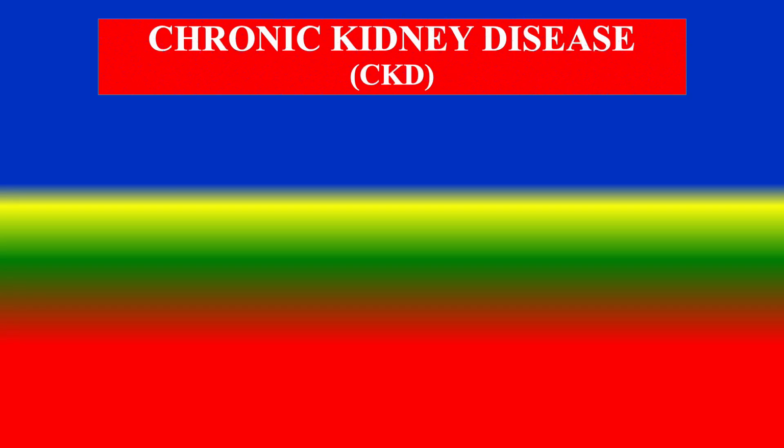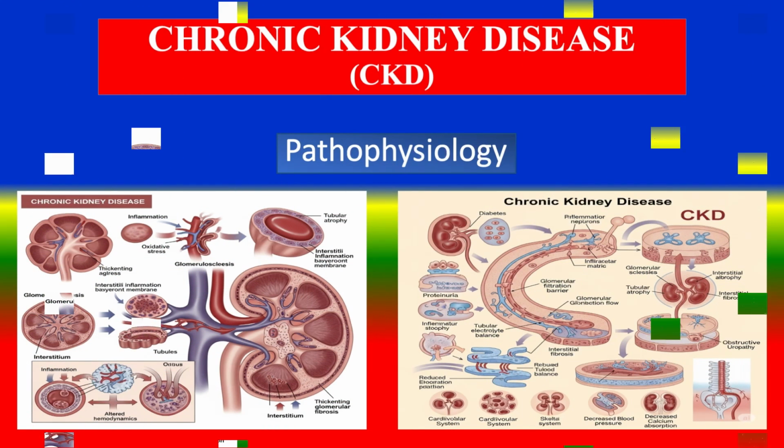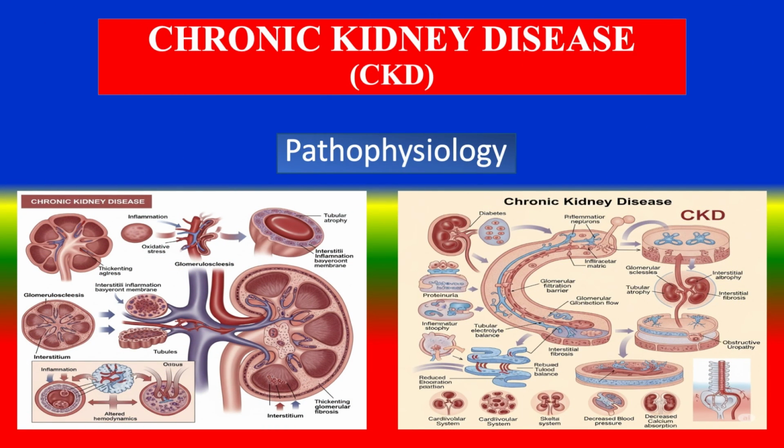Pathophysiology of chronic kidney disease, CKD, step-by-step process. Chronic kidney disease, CKD, refers to the progressive, irreversible loss of kidney function over time. The pathophysiology involves a sequence of events that culminate in kidney damage, impaired filtration, and systemic complications.